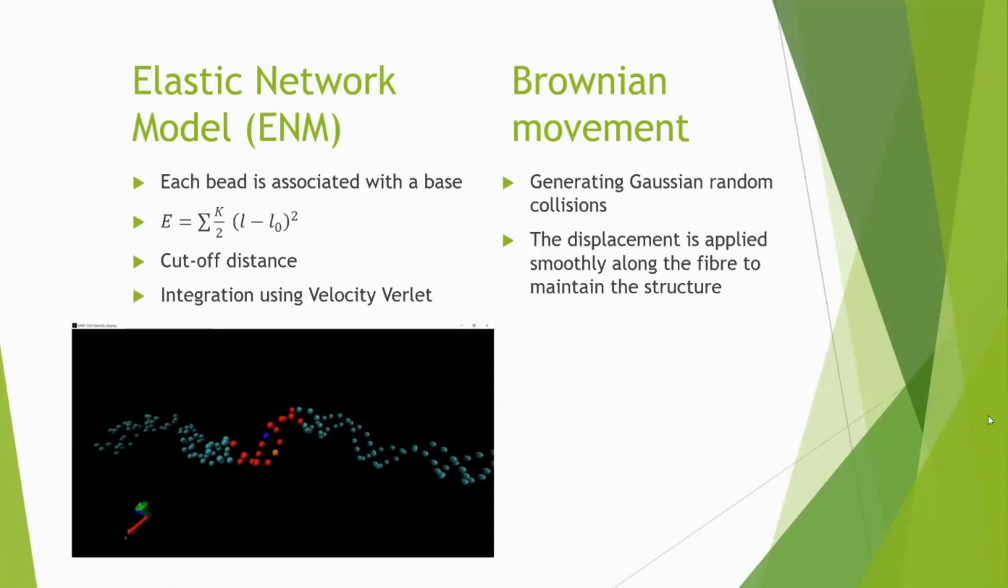In this case, what this means is that whenever a bead is hit by a collision, we apply this collision to the neighbors, so that again this displacement is smooth. In this case, we might apply it to all its neighbors that are considered in the elastic network model.